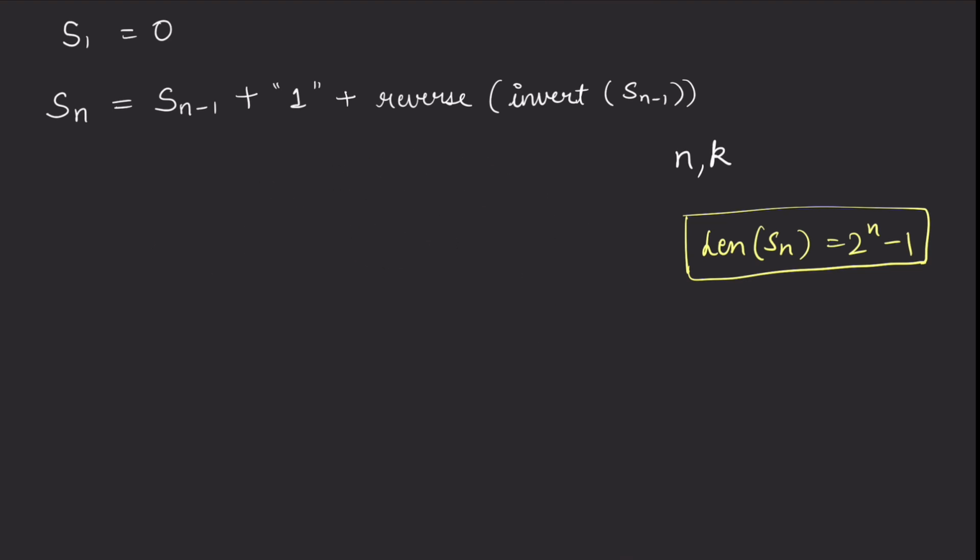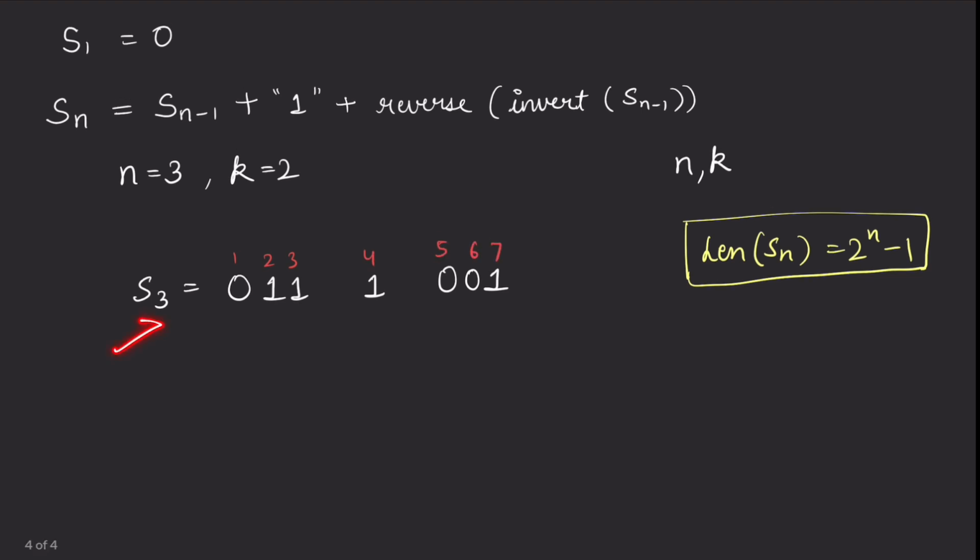Now let us suppose that in the question it is given that n is 3 and k is 2. Now what was the third string? I'm just writing S3 to explain to you. We won't be creating the string in our solution. So it was 0, 1, 1, the middle bit 1, and 0, 0, 1. And if I give the indexes, it will be 1, 2, 3, 4, 5, 6, 7. Now I said we won't be creating the string.